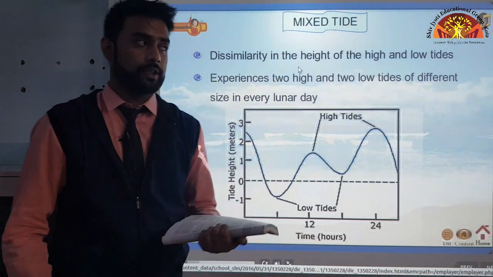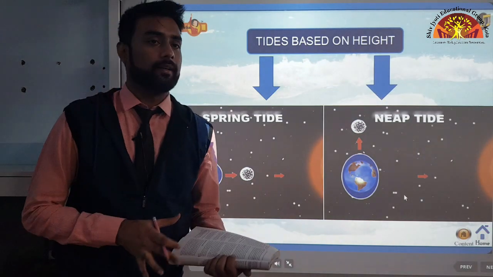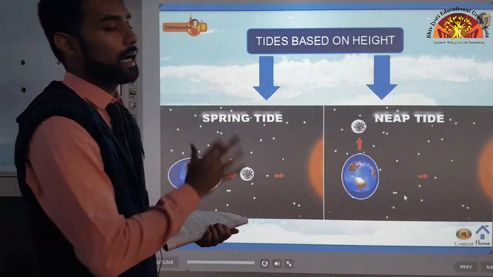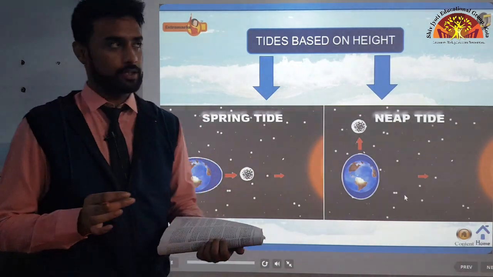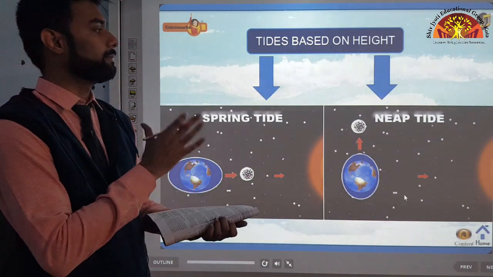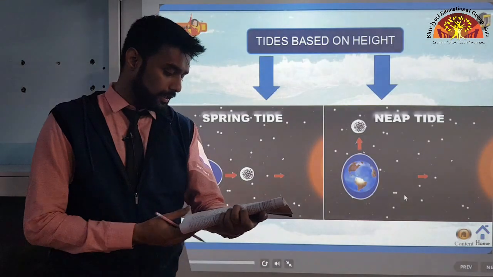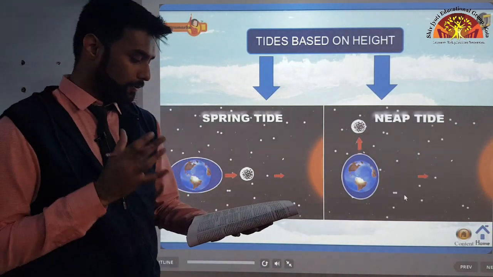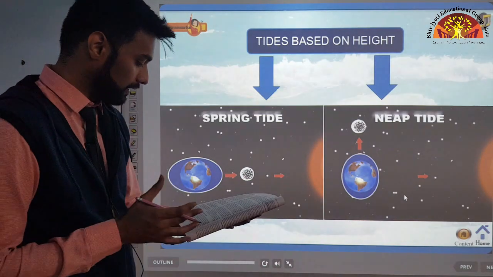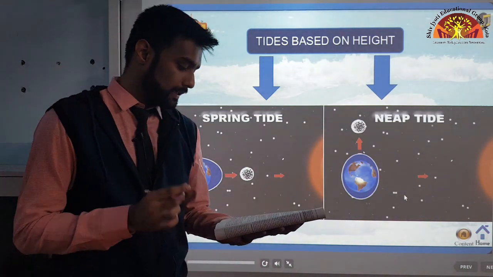Now, the second type of tide, the tide which is based on height. In your book it is written tides based on the sun, moon and the earth position, but here it is written tide based on height, so don't get confused. Now the height of the rising water, high tide, varies appreciably depending upon the position of the sun and moon with respect to the earth. Spring tides and neap tides come under this category.